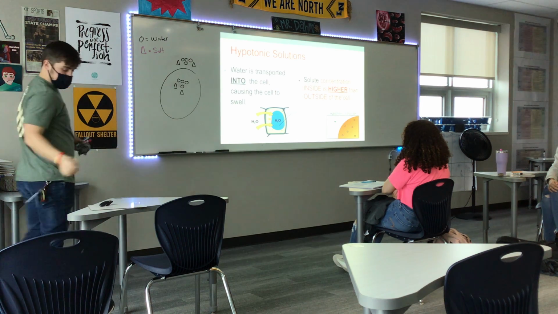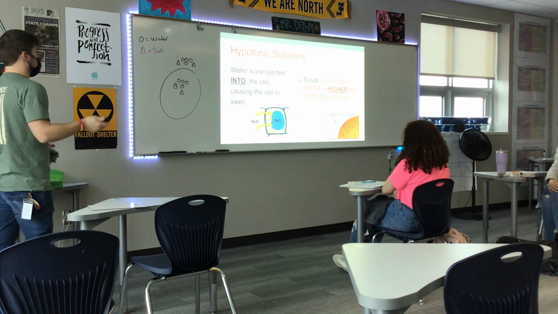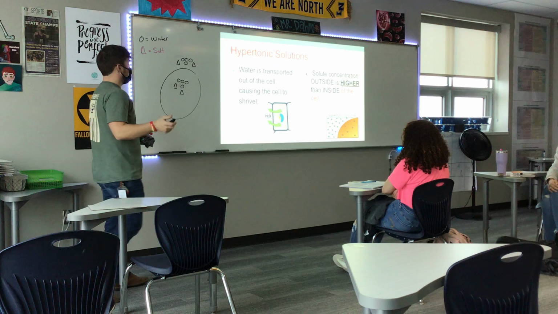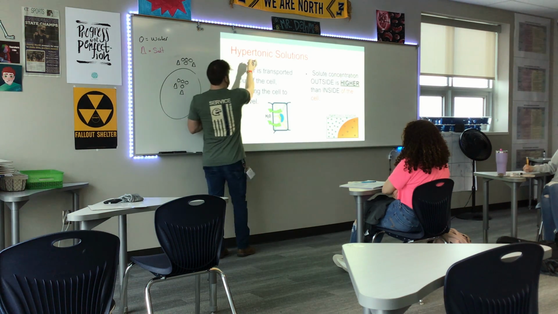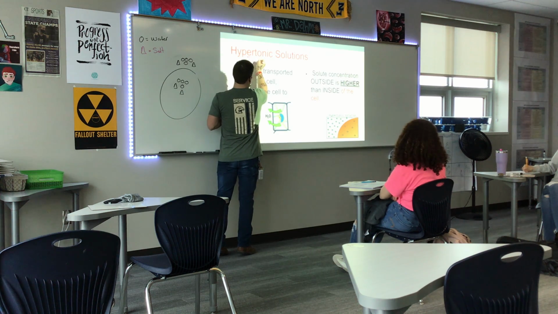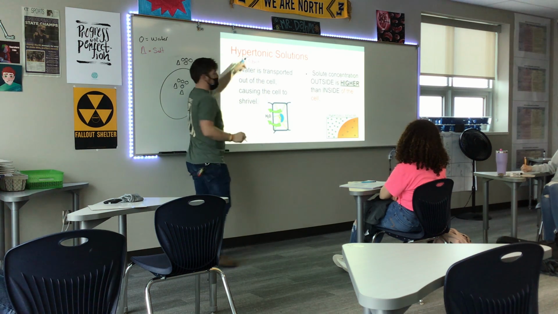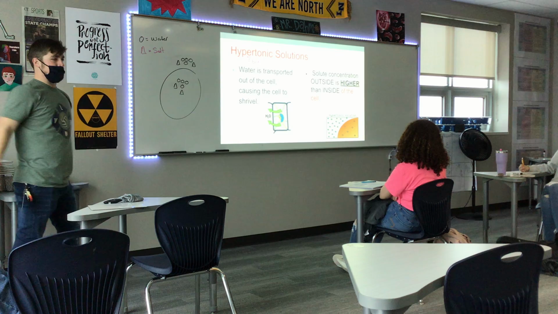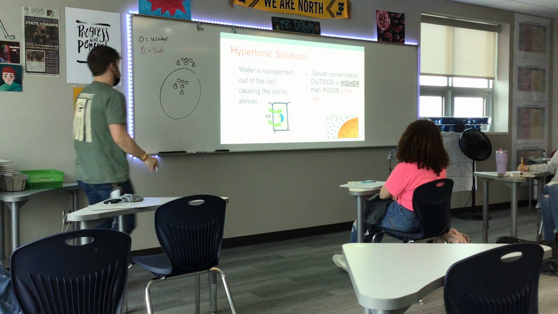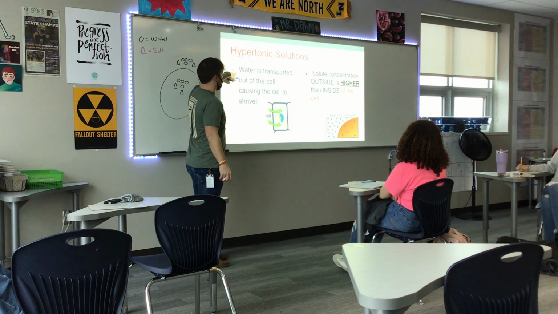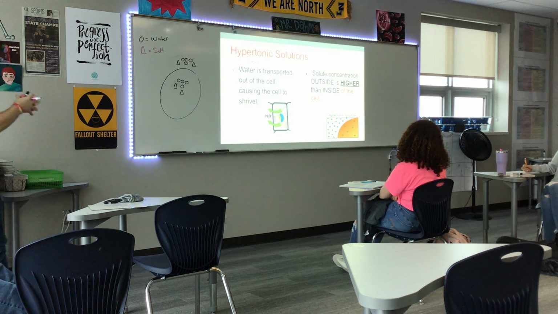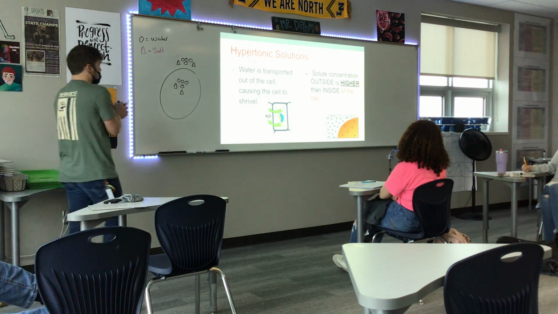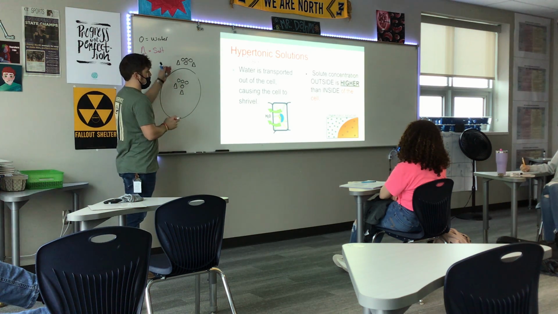If it's not hypo, another thing that it can be is hyper. Hypertonic. E for exit, or if you're hyper, you have a whole lot of energy, you probably exercise a lot, and you get skinny. So water is transported out of the cell, causing the cell to shrink, to shrivel. So what has to happen for that to be the case?